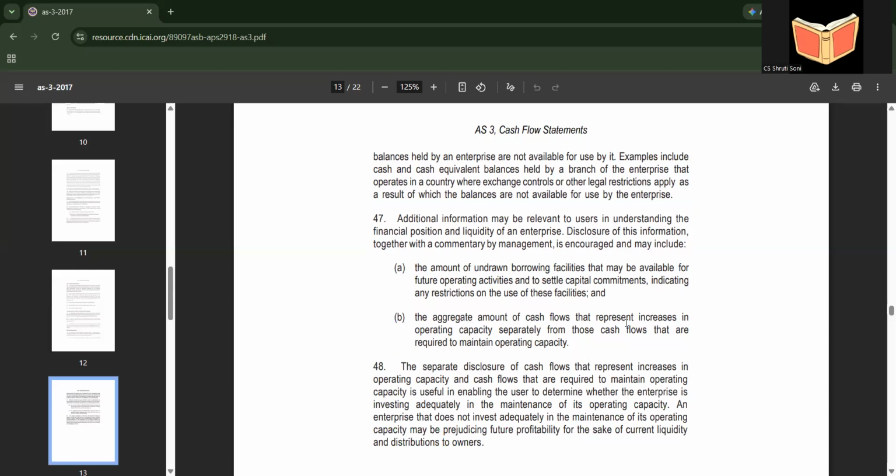Separate disclosure of cash flows that represent increase in operating capacity and cash flows that are required to maintain operating capacity. Why is it separate? Because it helps the user find out whether you are investing adequately in the maintenance of operating capacity or not. And any enterprise which does not do that, we know that it is reducing future profitability for the sake of current liquidity and distribution of dividends, right?